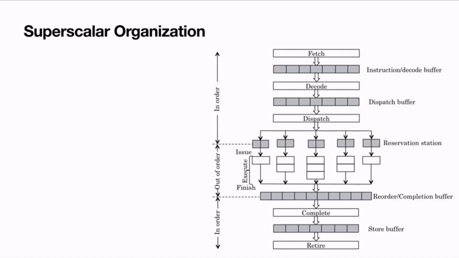Also, another thing is that superscalar effectively means multiple instructions can be fetched, decoded, issued, executed, and so on, compared to a scalar pipeline, where it's just a single instruction at any point of time. Right? Is that fine? Yes, sure. Thank you.